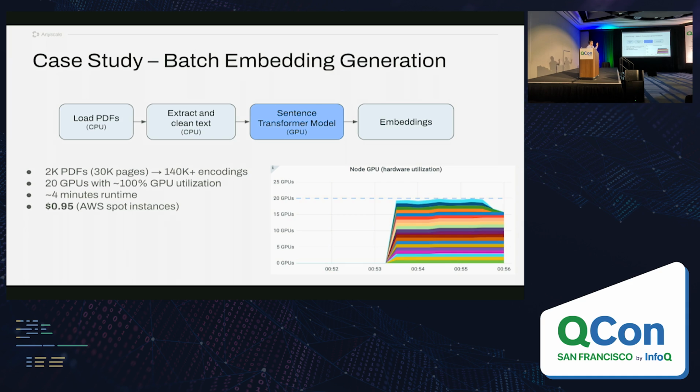And from the trace on the right-hand side, we can see that once the task is kicked off, all the GPUs are saturated basically all the time for the entire 4 minutes. And by doing so, you only need to pay less than $1 to finish the 2K PDF processing.